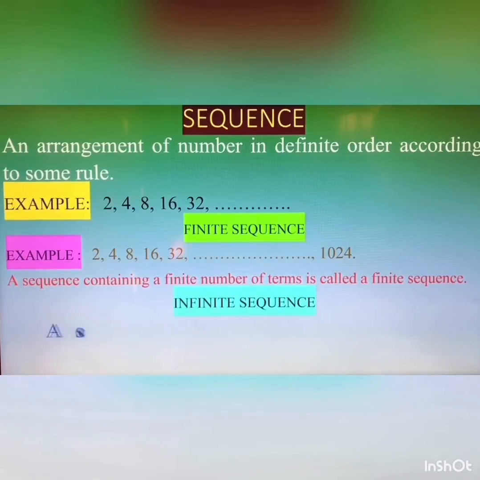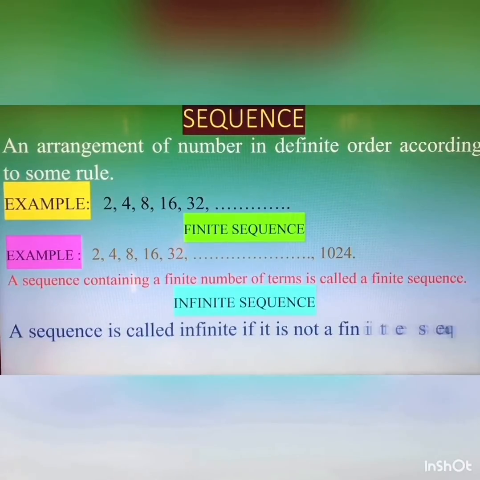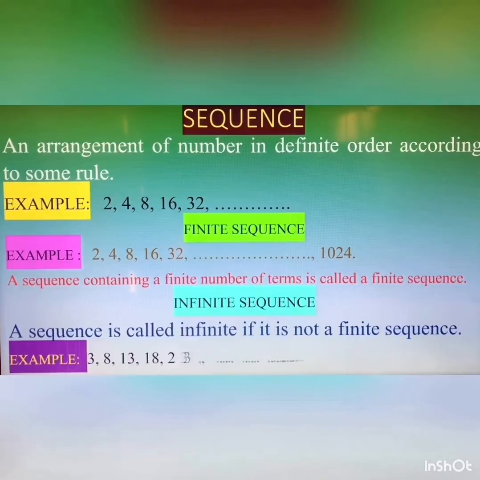Infinite sequence. A sequence is called infinite if it is not a finite sequence. It means the numbers in the sequence are not fixed, that is, continuously running up to infinity. That type of sequence is known as an infinite sequence. For example, 3, 8, 13, 18, 23 and so on up to infinity. So this sequence is known as an infinite sequence.